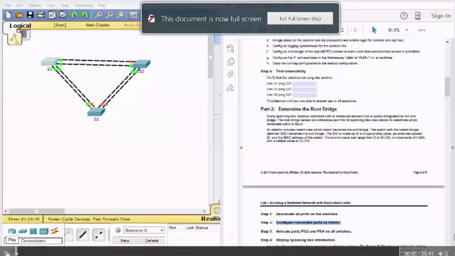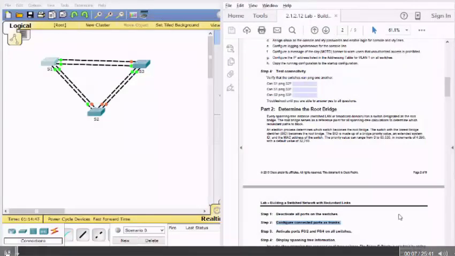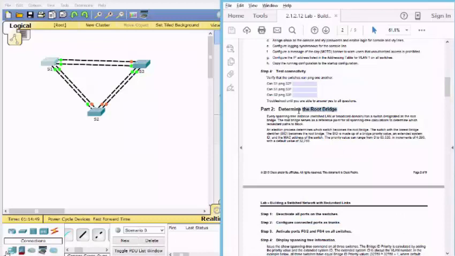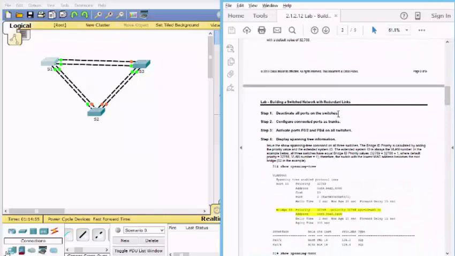Now determine the root bridge. First we're going to deactivate all ports on the switch. I know we have 24 FastEthernet ports and 2 gigabit Ethernet ports, so we deactivate all of them. It is a best security practice to deactivate all the ports and activate only the ports that we need. So we go to switch 1.